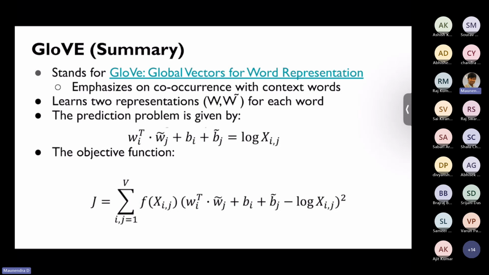Finally, as word2vec gives two representations for each word, here also we get two representations of each word, and these are the W and W tilde, these two matrices. So this is how GloVe learns the representations, and this came from Stanford University.